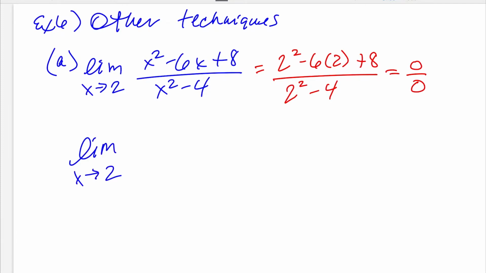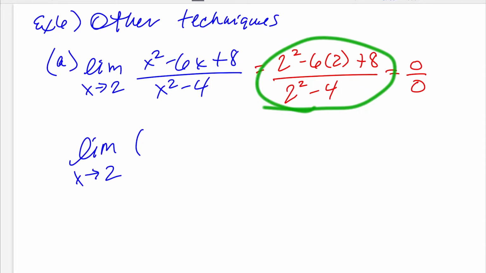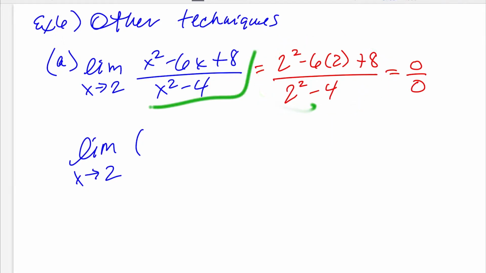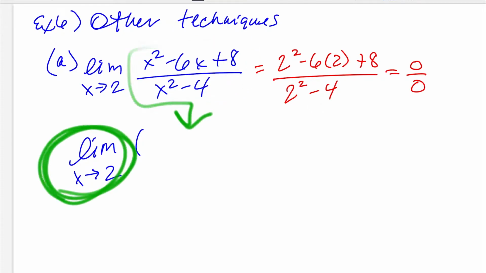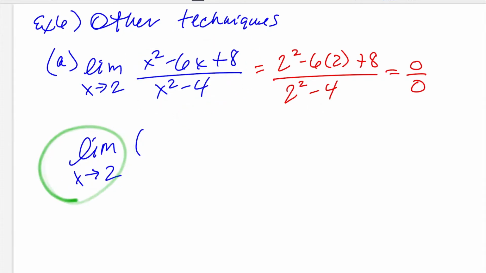Man, I bet you thought, when am I ever going to use factoring again? Right now, guys, right now. You get to use factoring right now. Notice, I plugged it in here, so I dropped the limit notation. But I am just manipulating this part of it, so you have to keep your limit notation. Until you plug it in, keep that limit notation.